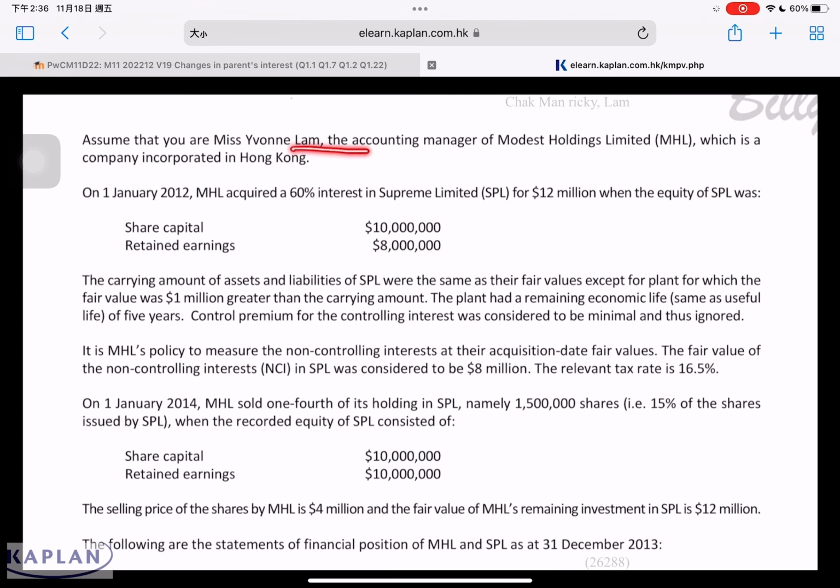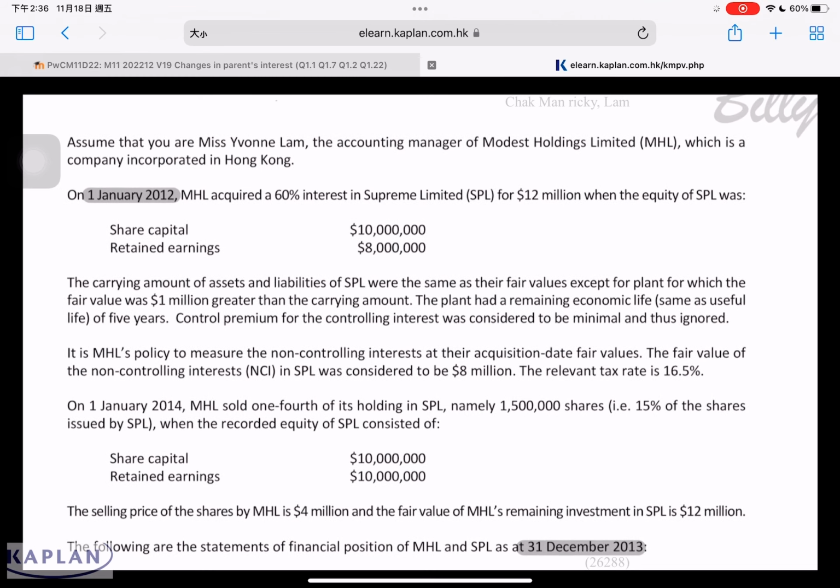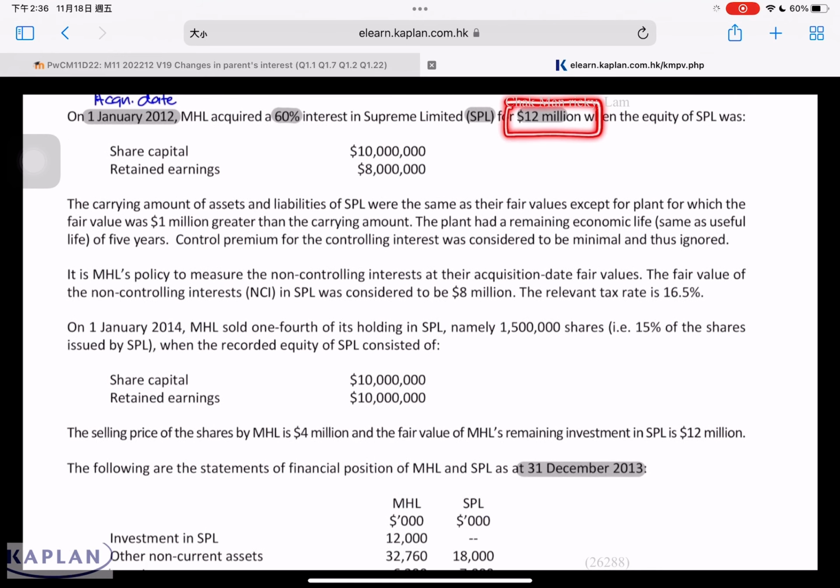Assuming that you are the accounting manager, on 1st Jan 2012 we are now at 31st December 2013. The question mentioned that the disposal is on 1st Jan 2014, one day after 31st December 2013. On the day we obtain control, this is the acquisition date, MHL acquired 60% of SPL for $12 million. Is the $12 million recorded in the financial statement of MHL?